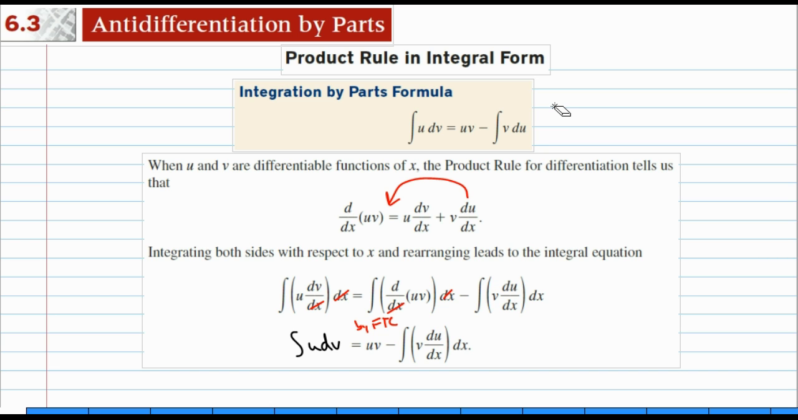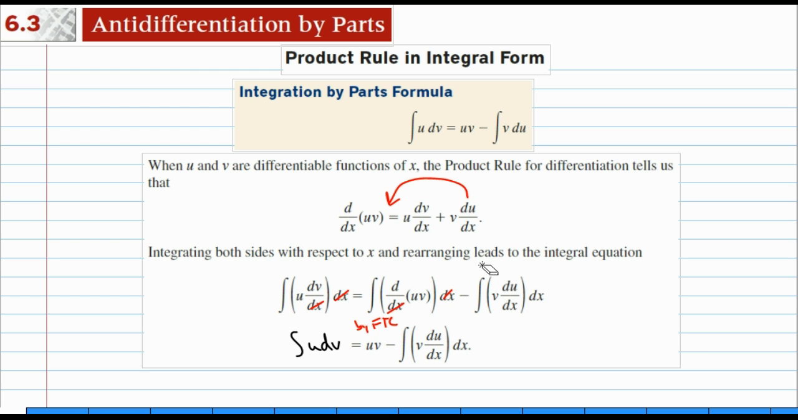Well, let's just use the product rule of differentiation first. If I were taking the derivative of u times v, that would be u times the derivative of v plus v times the derivative of u. Now I'm going to move that over to the left side. So now I have u dv/dx on one side of the equal sign, and then d/dx of uv minus v du/dx on the other side.